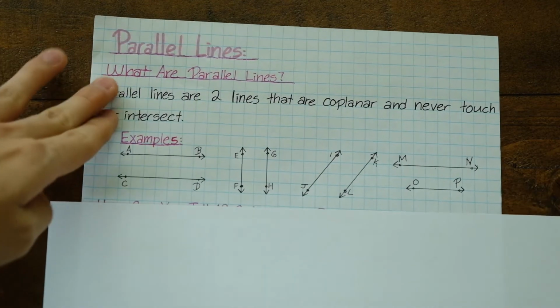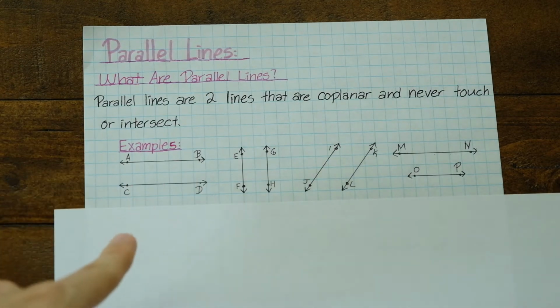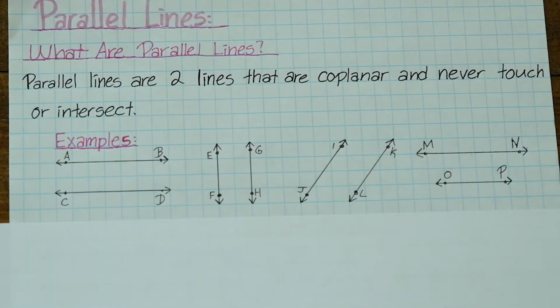So, some examples of parallel lines. I have prepared quite a few. As you can see, there are 4 examples of parallel lines. Lines AB and CD are parallel. Lines EF and GH are parallel. Lines IJ and KL are parallel. And finally, lines MN and OP are parallel. And I will explain how you can tell and stuff like that.